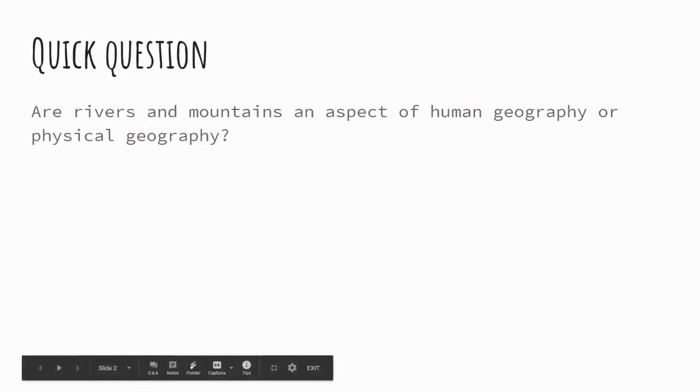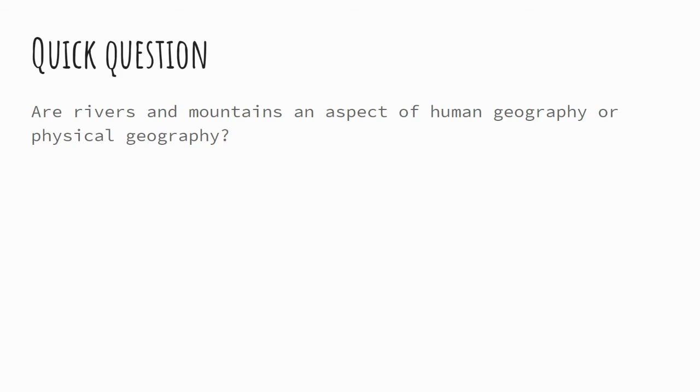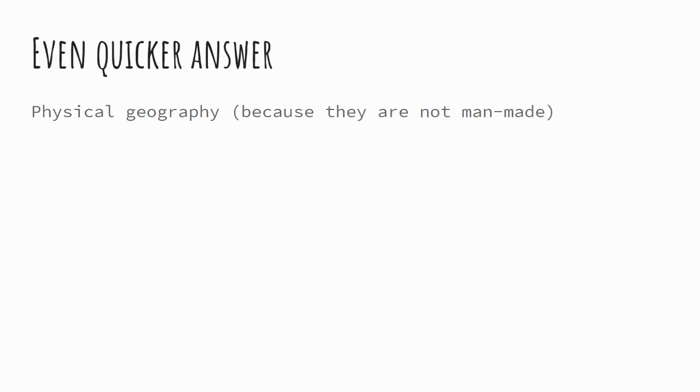Okay, so a quick question for you. Are rivers and mountains an aspect of human geography or of physical geography? What do you think? Well done if you were able to identify that they are, of course, an aspect of physical geography. You should have learnt that from your lessons in week 3, where we looked at the human and physical geographical elements of certain places in South America.